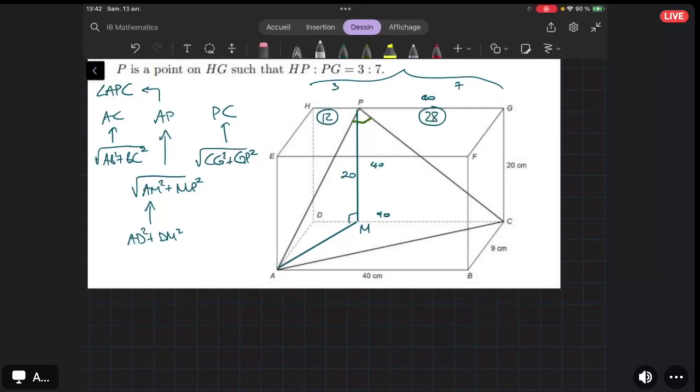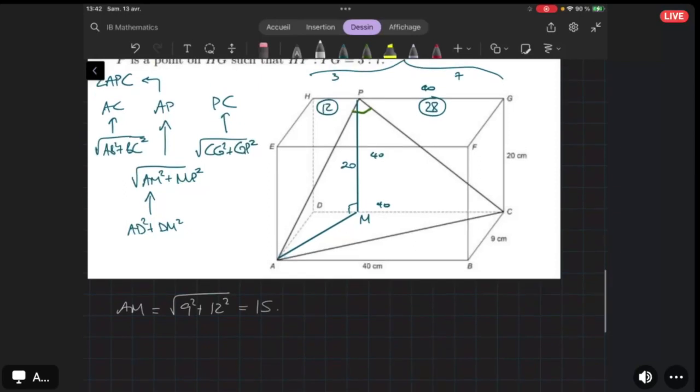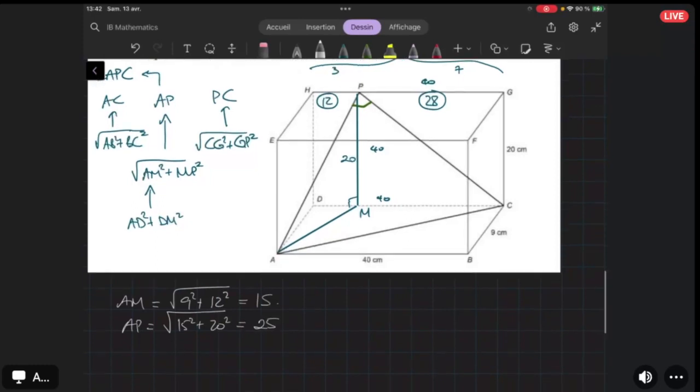So, quick math time. We know that AD is 9. We know DM is 12. So AM, that's going to be the square root of 9 squared plus 12 squared. That's going to be 15. AP is the square root of 15 squared plus 20 squared, famously known as 25. One guy, done.